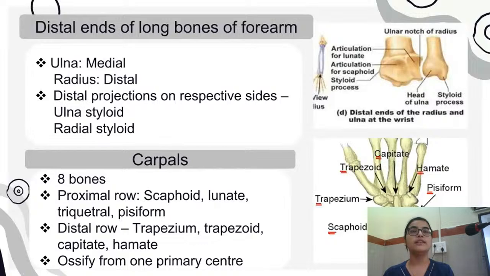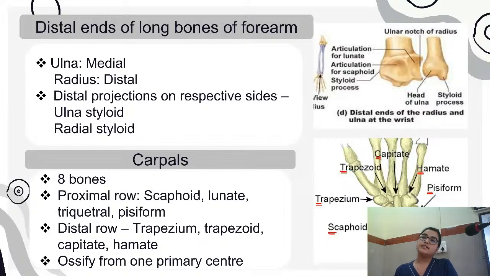There are 8 carpal bones present in the hand wrist radiograph, which are arranged in 2 rows, the proximal row and the distal row. In the proximal row, we can see scaphoid, lunate, triquetral, and pisiform bones, and in the distal row, we can see trapezium, trapezoid, capitate, and hamate. All these bones ossify from one primary center.